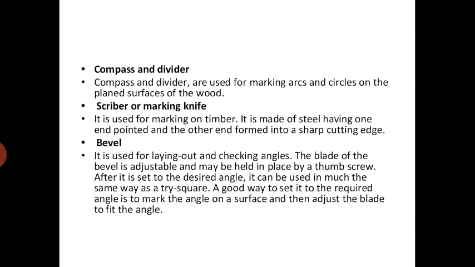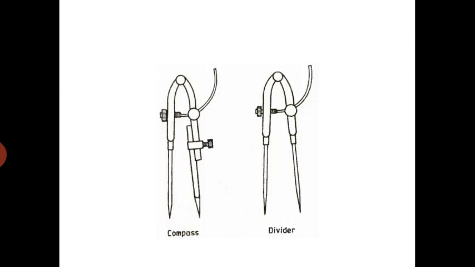Next is bevel. It is used for laying out and checking angles. The blade of the bevel is adjusted and may be held in place by a thumb screw. After it is set to the desired angle, it can be used in much the same way as a tri-scale. A good way to set it to the required angle is to mark the angle on a surface and then adjust the blade to fit the angle.